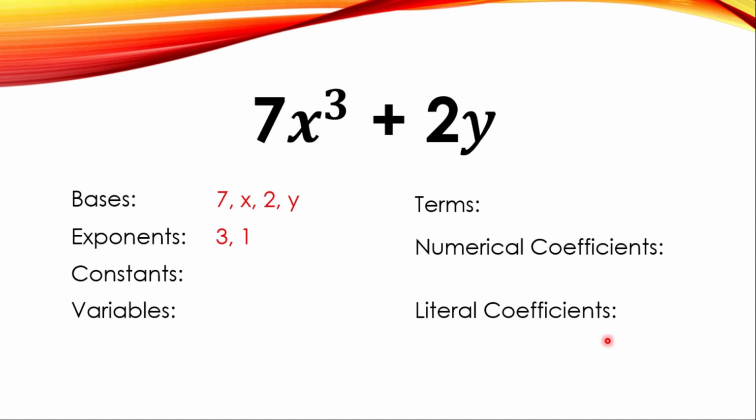And then we have constants. Constant yung number na naka-fix. We have 7 and 2. And then variables, these are your letters. X, y. Terms. We have 2 terms there. We have 7x cubed and 2y. And then numerical coefficients, dito ka mag-base. So, yung numerical coefficient mo is 7 and 2.